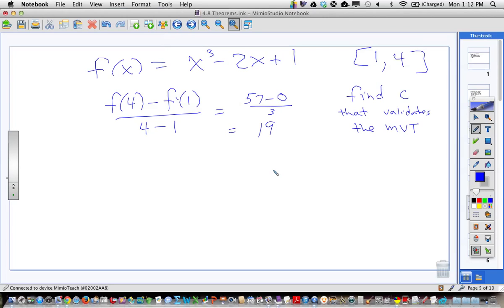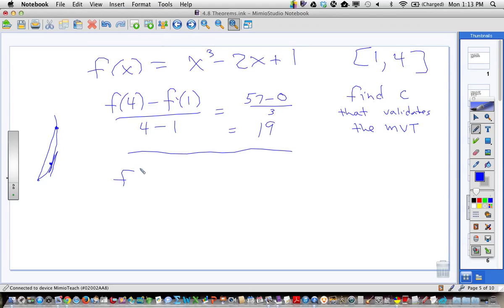Okay, what does that do for you? That's the slope between the endpoints, right? So what we've just found is, that's a big slope, but anyway, we've got this function that goes like this, right? Yeah, it is a cubic, right? So it makes sense, okay? So there's got to be some point in between there where the slope is also 19.